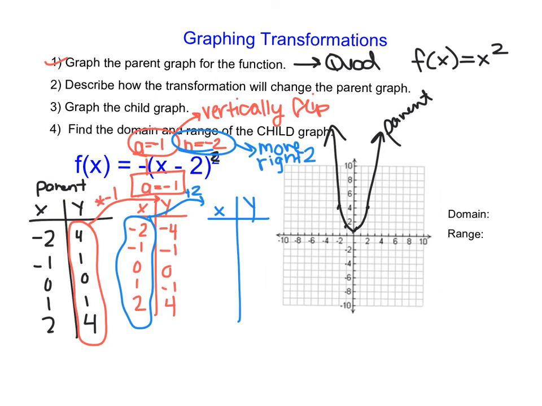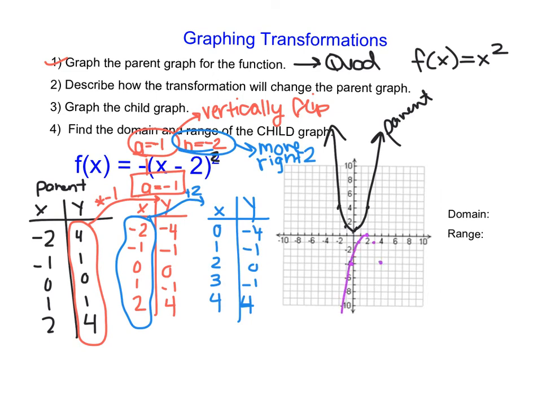So -2 plus 2 is 0, -1 plus 2 is 1, 0 plus 2 is 2, 1 plus 2 is 3, and 2 plus 2 is 4. I took all those x values and bumped them 2 to the right. My y values stay the same because this is a horizontal shift, not a vertical shift of any kind. Now if I plot these points on my graph, I have the points (0, -4), (1, -1), (2, 0), (3, -1), and (4, -4).